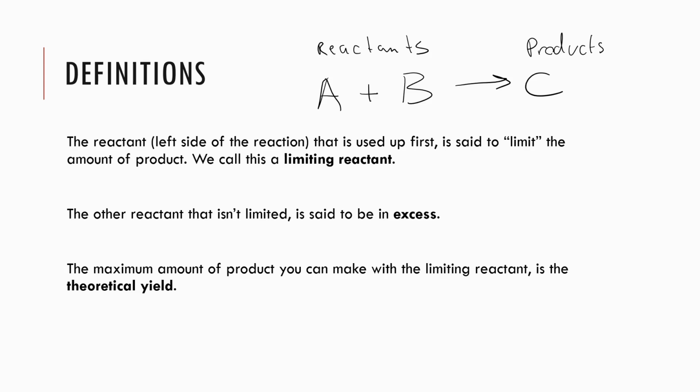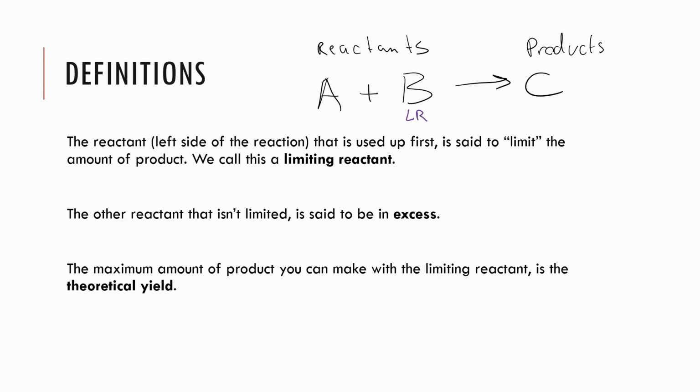If we have the same amount of A and B, or even different amounts of A and B, whichever one is used up first during the reaction is said to limit the amount of product. We call this the limiting reactant. What this means is, if we start with, for example, 1 gram of A and 1 gram of B, and B's 1 gram gets used up and makes C, but there's still some amount of A left, B would be the limiting reactant. And I'm going to put LR under here.